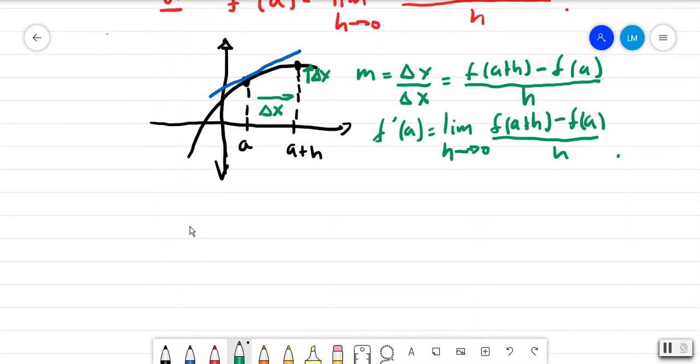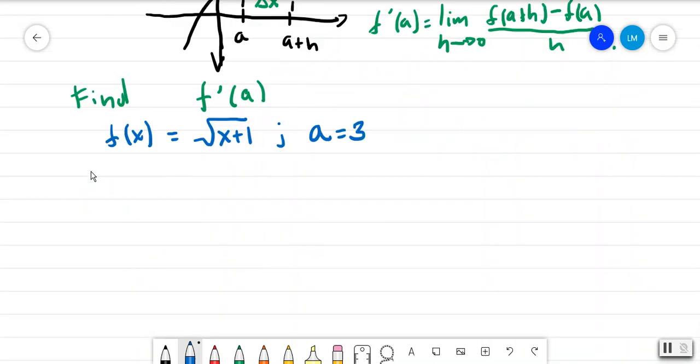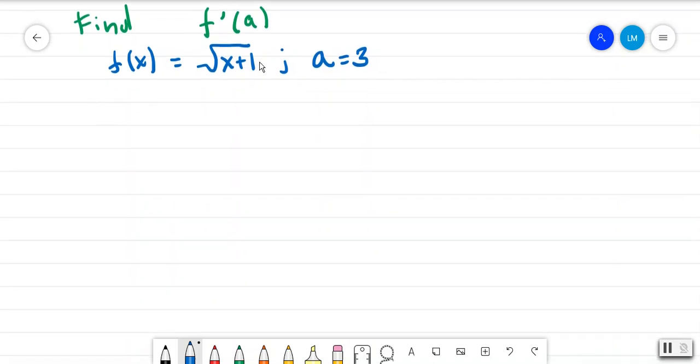Okay, so let's work on an example where we try to find the derivative of a function at a particular point. I want to find f prime of a. In this example, f of x is equal to the square root of x plus 1, and a is equal to 3. Note that if you were looking for the tangent line, you would need to find the ordered pair that corresponds to that, which in this case would be (3, 2). But let's just go ahead and find the slope for this one.